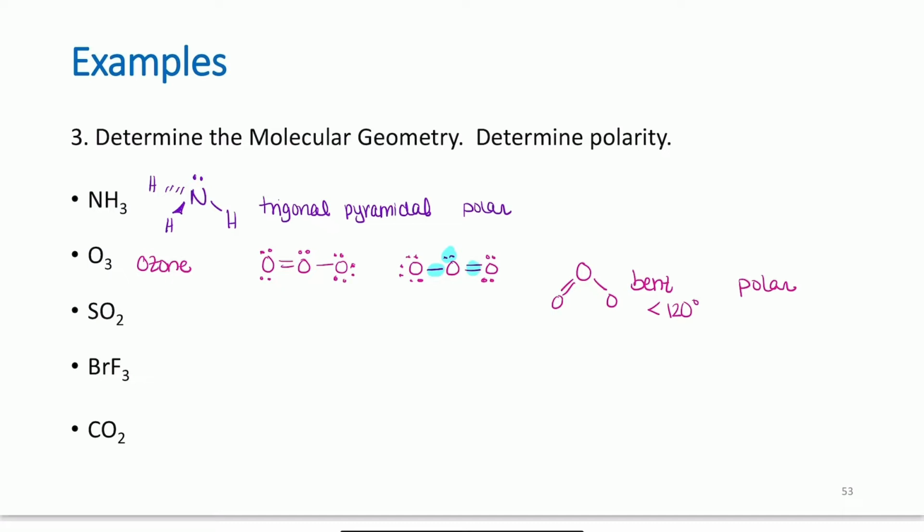SO2 looks like this for a Lewis structure. So 1, 2, 3 areas of electron density. Again, trigonal planar shape here. Lone pair up here. It's also called bent. Based on trigonal planar, so less than 120 degrees. And this is also polar.